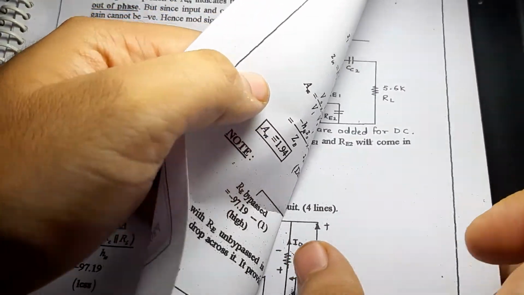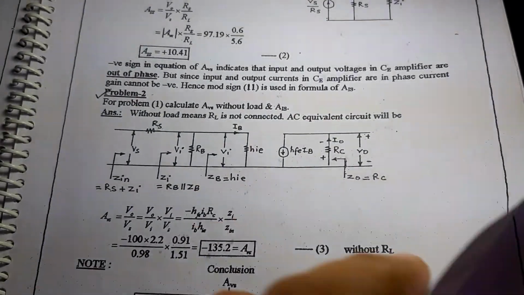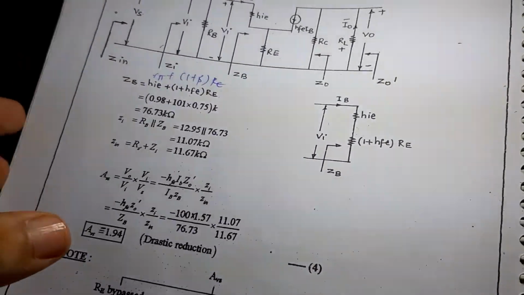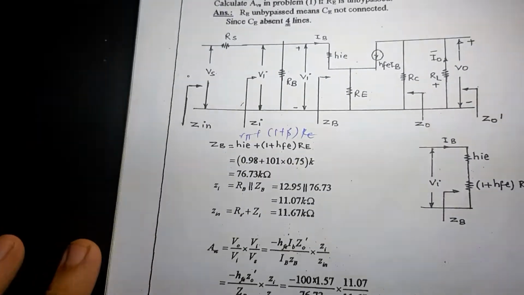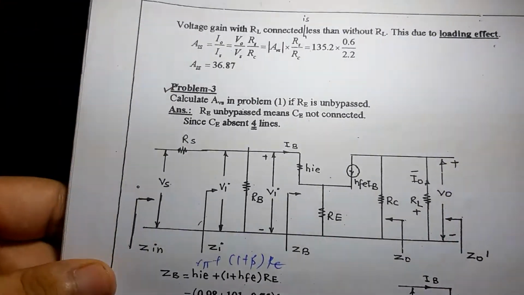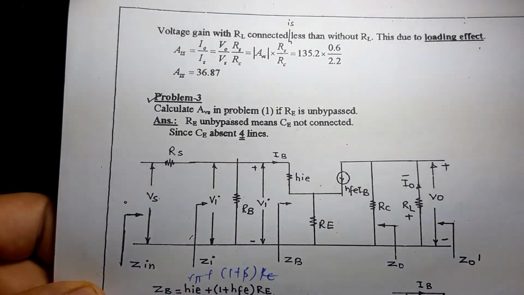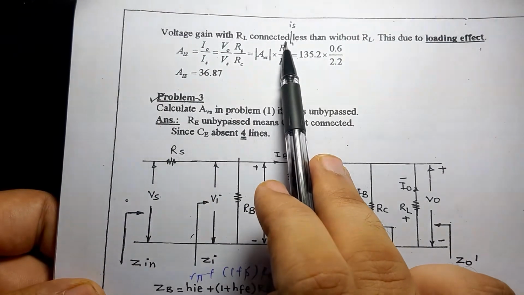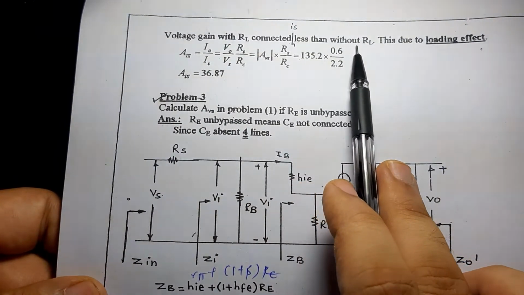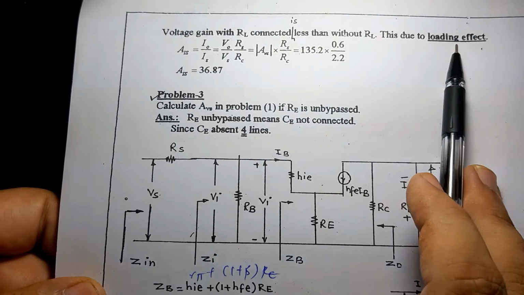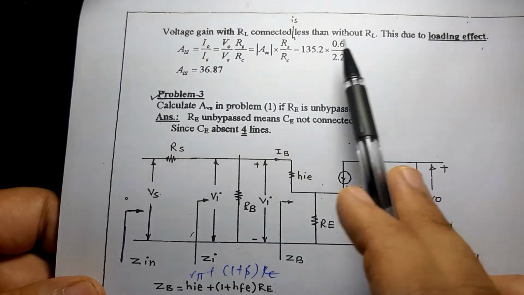Now we need to find out AVS and AIS over here. So yes, your AIS is given by a certain formula over here. Now AVS, the voltage gain with RL connected, is less than without RL. This is due to loading effect. Now what is loading effect? I'll let you know in some time, don't worry about it.